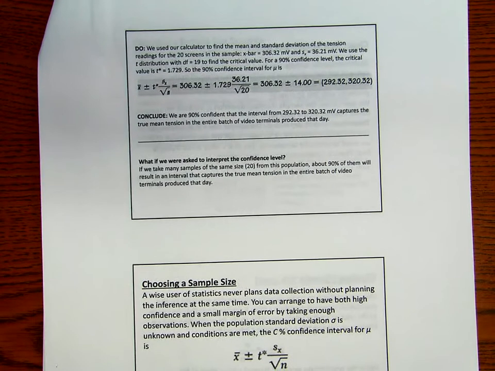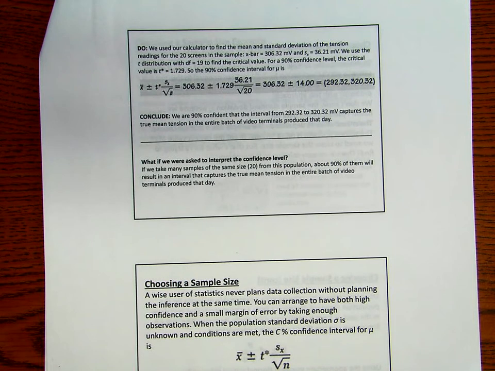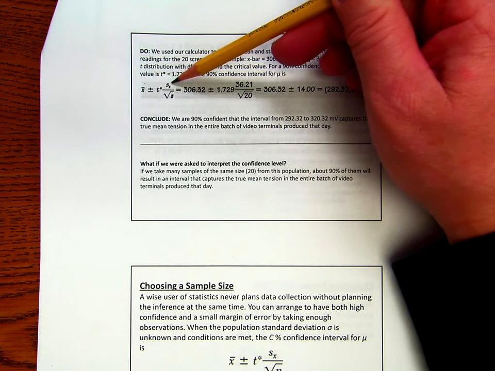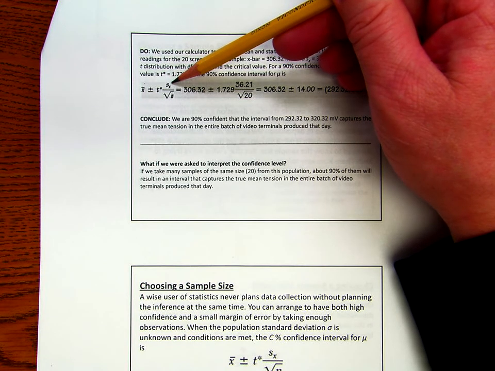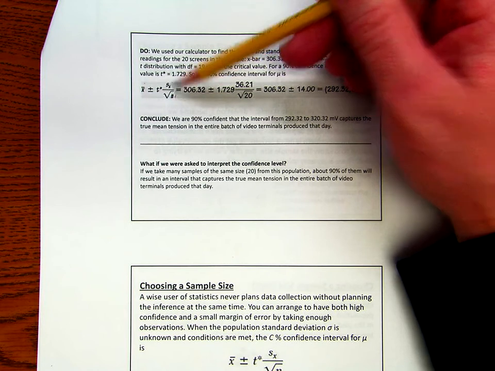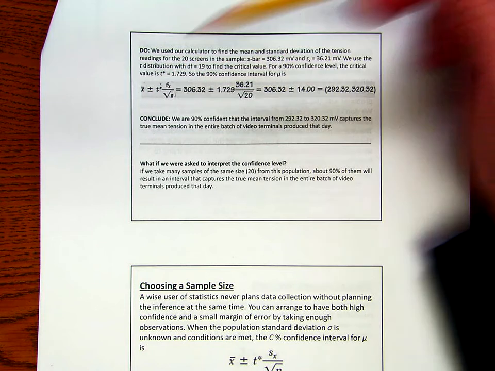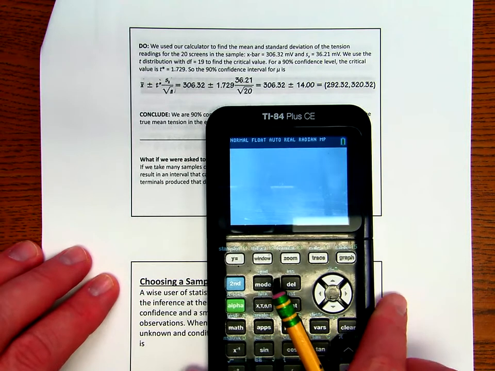Okay, now on to the do part. Now, they didn't give us the sample mean. We're going to have to get that from the raw data. They didn't give us the sample standard deviation. We're going to have to get that from the raw data. We do know that the sample size is 20. We need to get the t-star, and we're going to get that the same way we got the t-star yesterday, by using our calculator. You can get it from the table. You're not going to choose to use the table unless you're specifically told to do so.